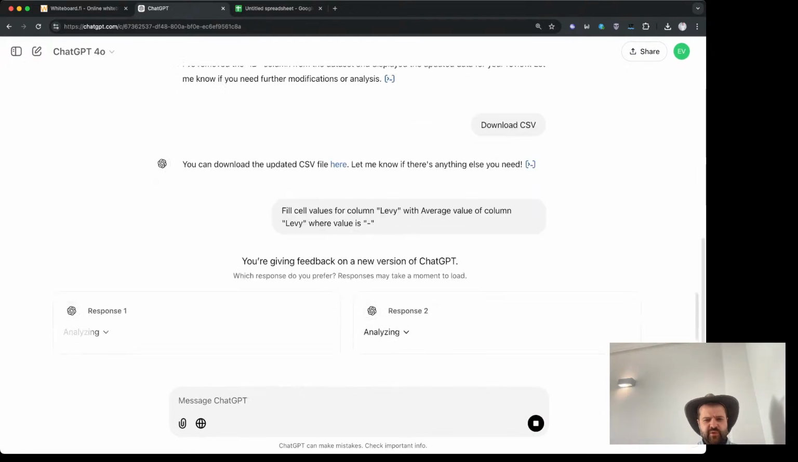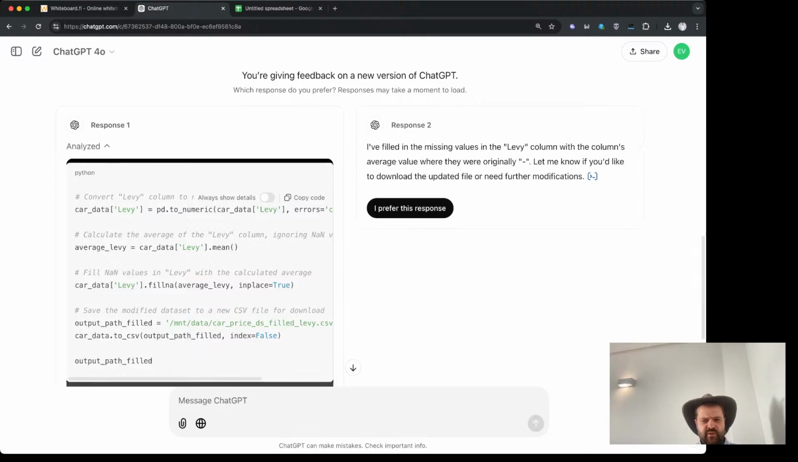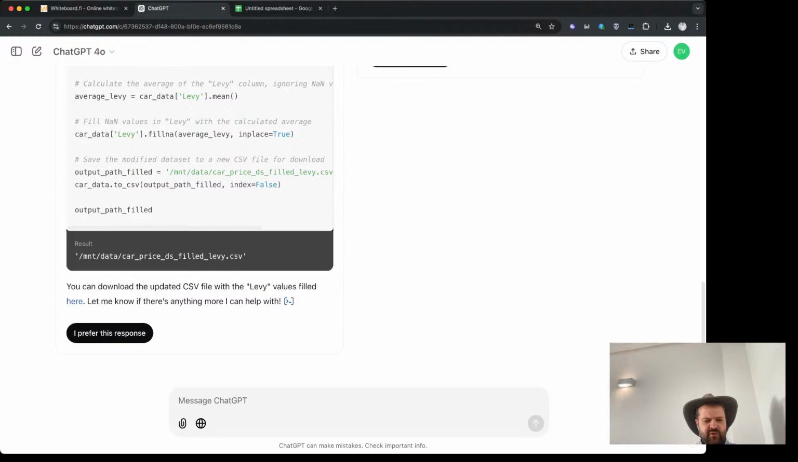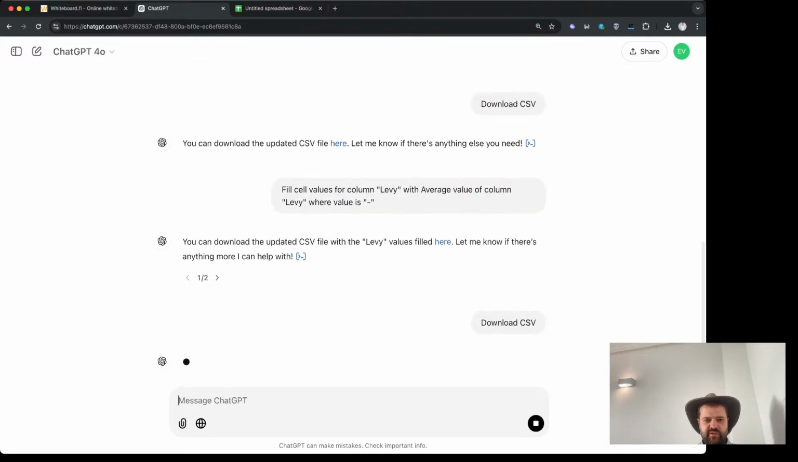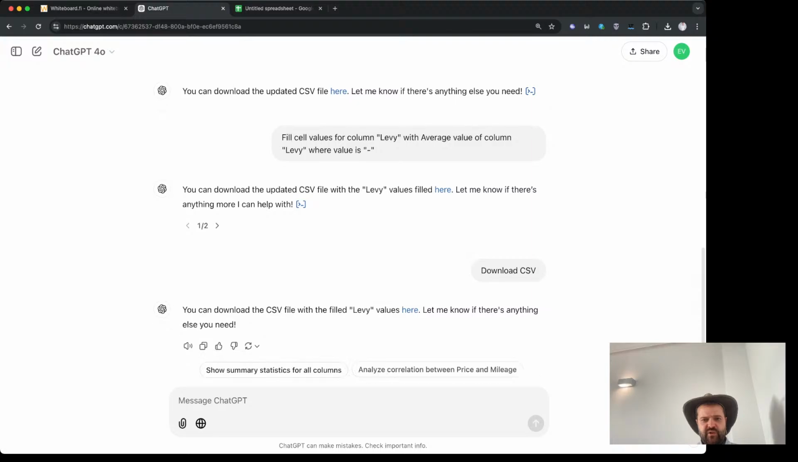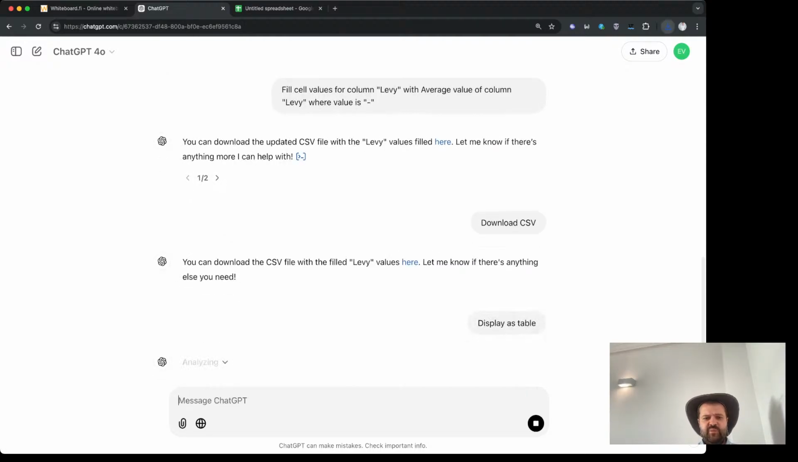Okay, so it's actually giving me two codes. Sometimes it does that. So fillna seems really good. The other one seems really strange. So I prefer this one. Okay, good. So then display. Actually, it's always a good idea to download after every step. Just download CSV, because it's really easy to mess it up using these models. So then I can again download it, and then display as a table. It will probably not display all of the values.